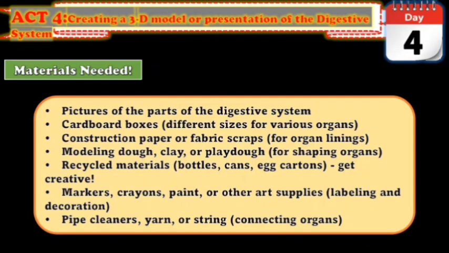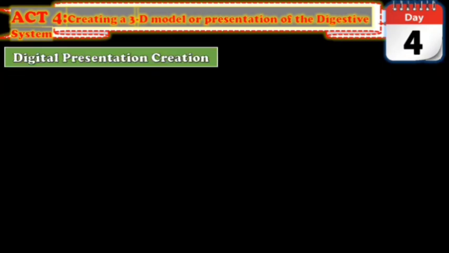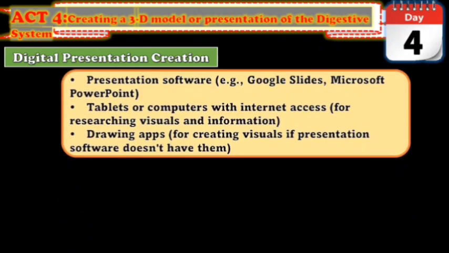Don't forget to get creative. Next one, markers, crayons, paint, or other art supplies. And then the last one is pipe cleaners, yarn, or string. Next activity is a digital presentation creation. So this activity needs presentation software. This can be Google Slides or Microsoft PowerPoint. So another material is a tablet or computers with internet access and drawing apps for creating visuals if the presentation software doesn't have them. So what will you do in this activity?